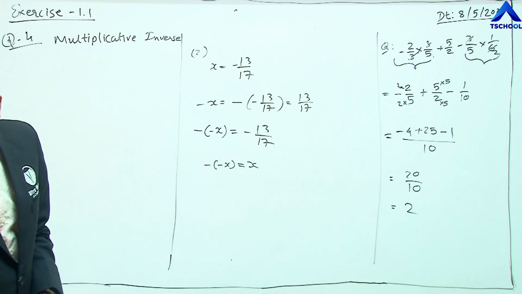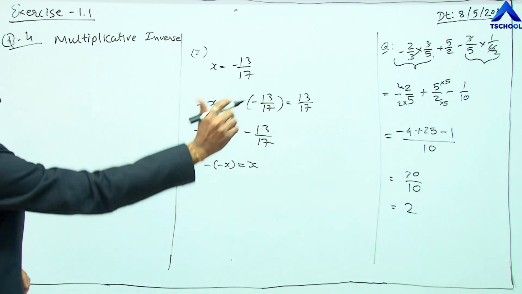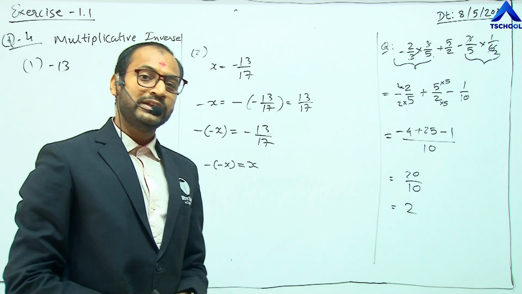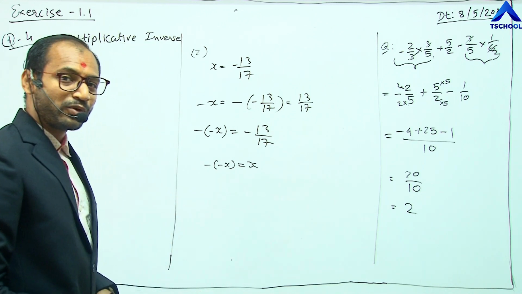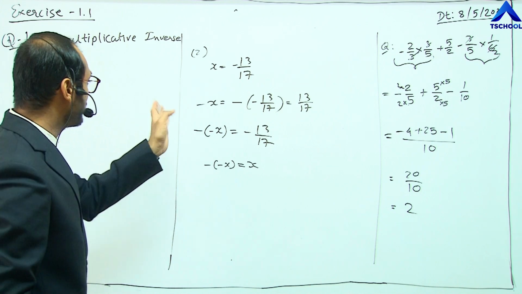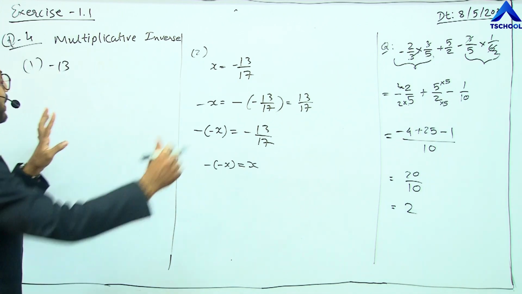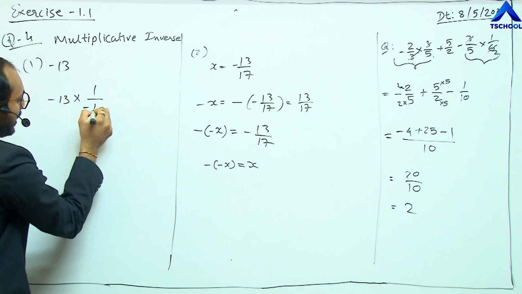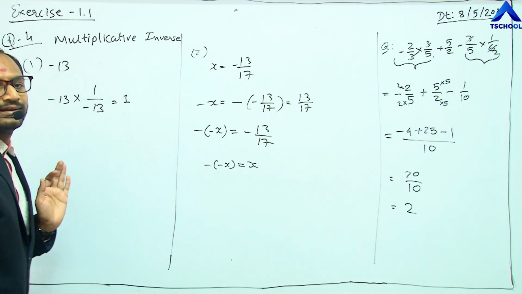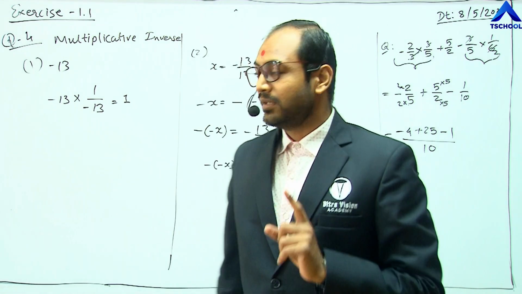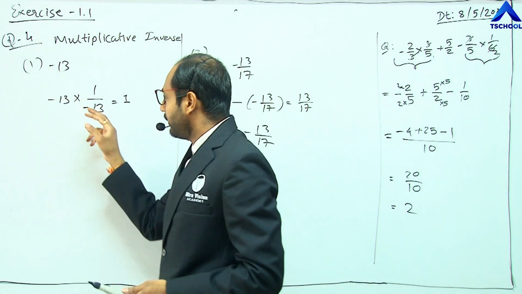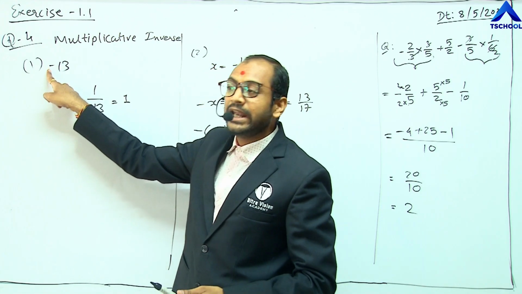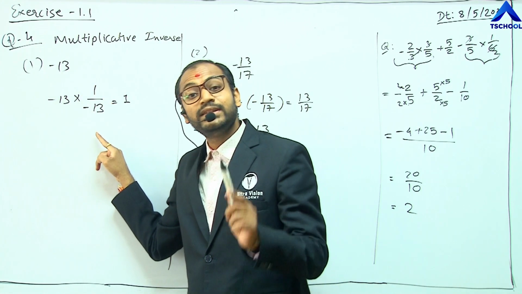Example 1, minus 13. First question is minus 13. So what is the multiplicative inverse or reciprocal also? Reciprocal of minus 13 is 1 upon minus 13. Here minus 13 into 1 upon minus 13 results 1. You should remember this thing. We should invert the given number with sign. If the number is negative, then we have to do the inverse with sign.